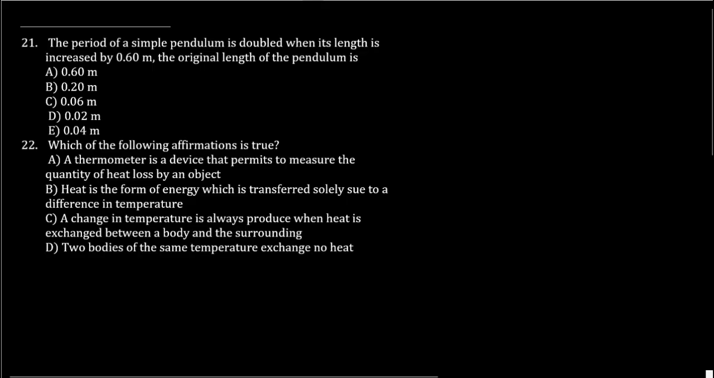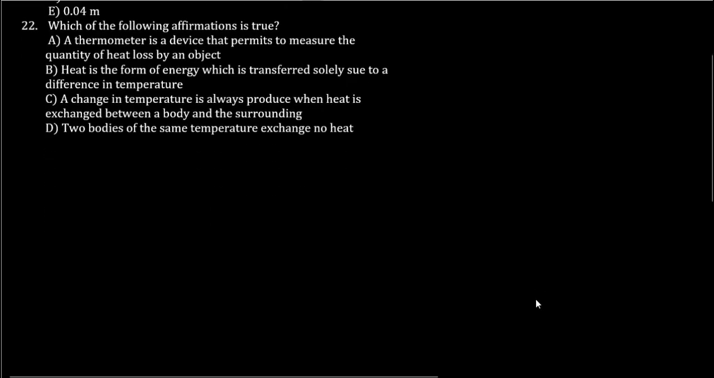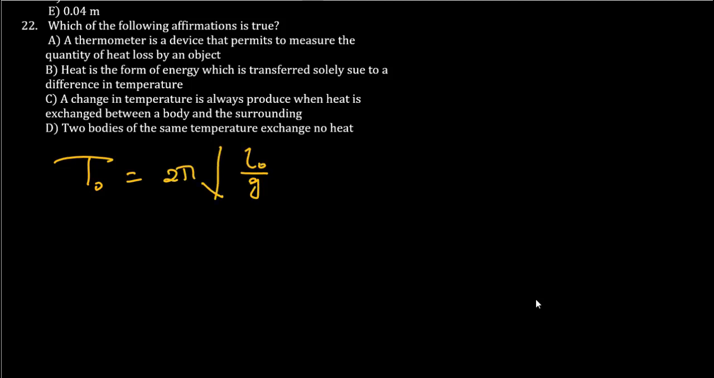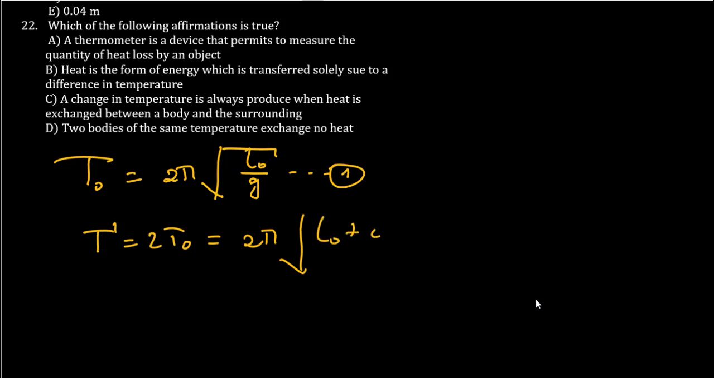Okay, question number 21 reads, the period of a simple pendulum is doubled when its length is increased by 0.6 meters. The original length of the pendulum is, okay, so we are going to use the expression of the period of oscillation of a simple pendulum. I'm going to call the initial period T0, which is given by 2 pi times the square root of L0 divided by g. We'll call this equation 1. Now when the period is doubled, I'll call it T prime, which is equal to 2T0, which will be equal to 2 pi times the square root of L0 plus 0.6, all of that divided by g.